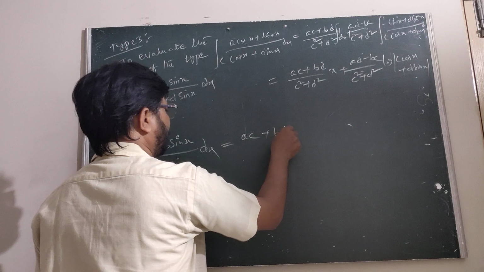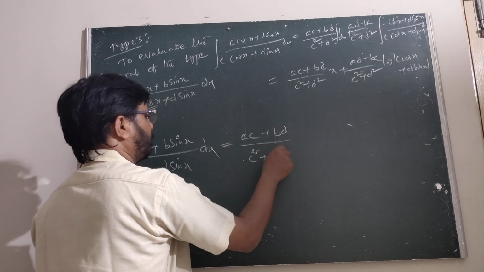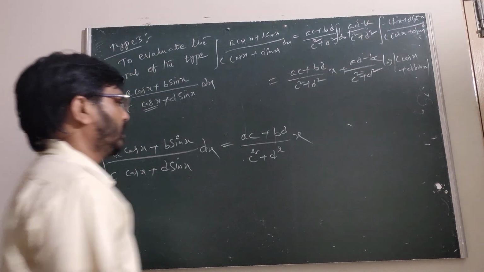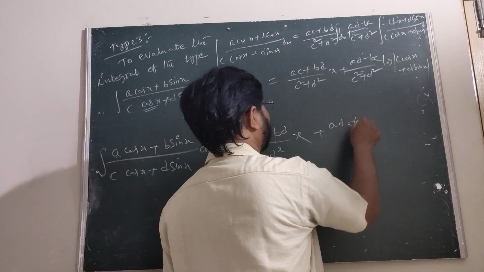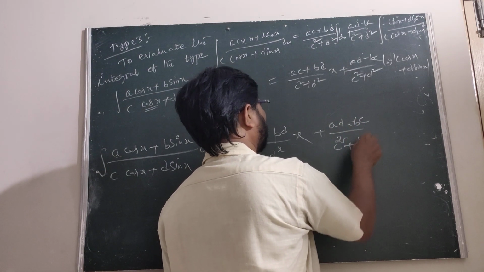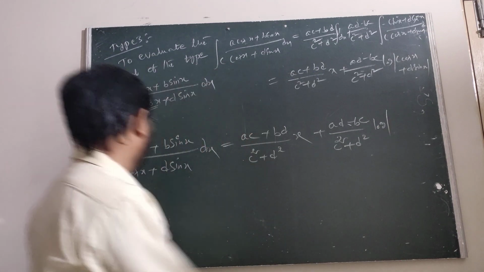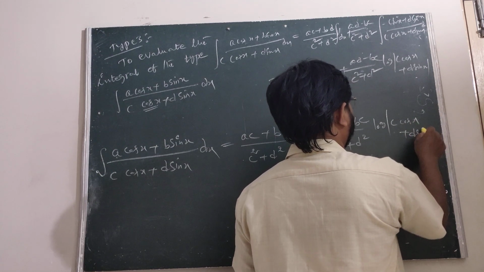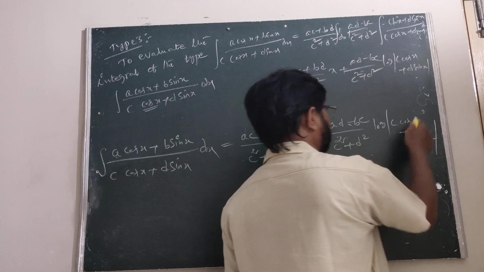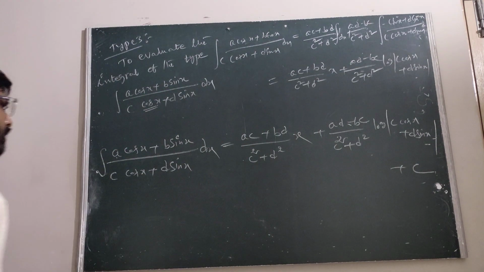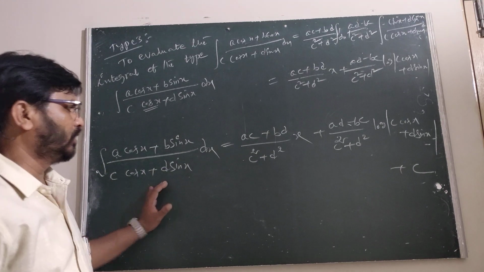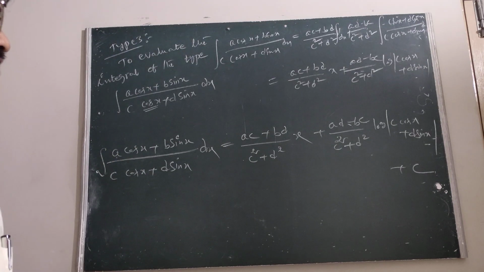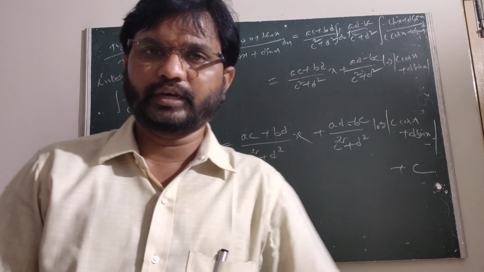AC plus BD upon C square plus D square into x, and AD minus BC upon C square plus D square into log mod of the denominator, which is C cos x plus D sin x, plus C. This is the formula: AC plus BD upon C square plus D square into x plus AD minus BC upon C square plus D square into log mod of the denominator. Is it okay?